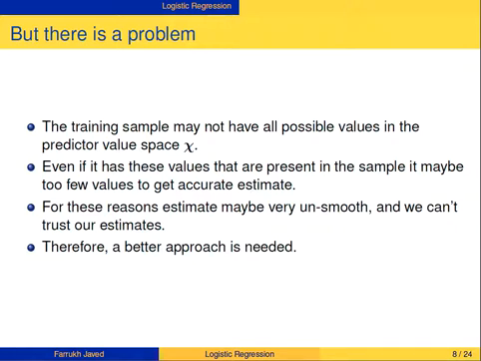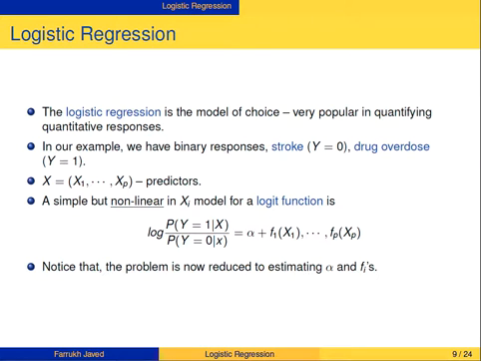So what should we do? We can go for a better, more secure approach, so to say. And that approach is logistic regression. So logistic regression is a model of choice when we choose which category we should pick for a particular data point. And this is very popular in quantifying qualitative responses, right?